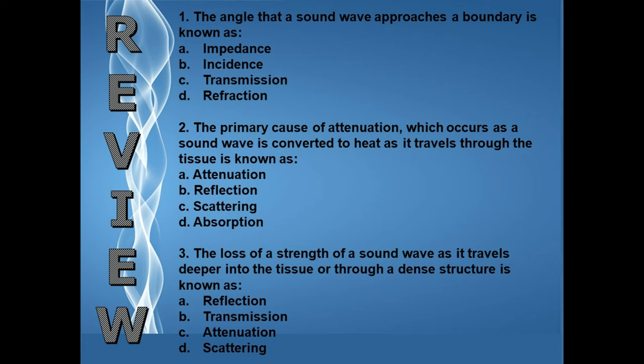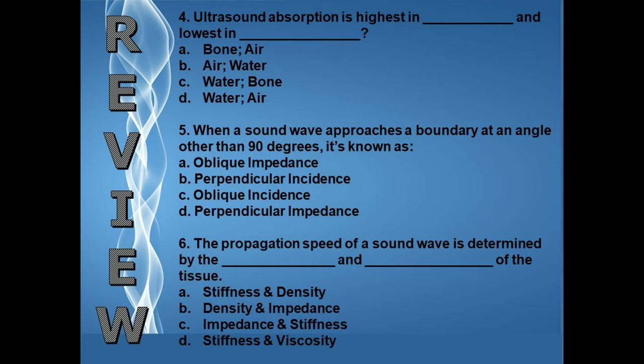Question three. The loss of strength of a sound wave as it travels deeper into the tissue or through a dense structure is known as A, reflection, B, transmission, C, attenuation, or D, scattering. And the answer is C, attenuation. Question four. Ultrasound absorption is highest in blank and lowest in blank. A, bone and air, B, air and water, C, water and bone, or D, water and air. And the answer is B, air and water.